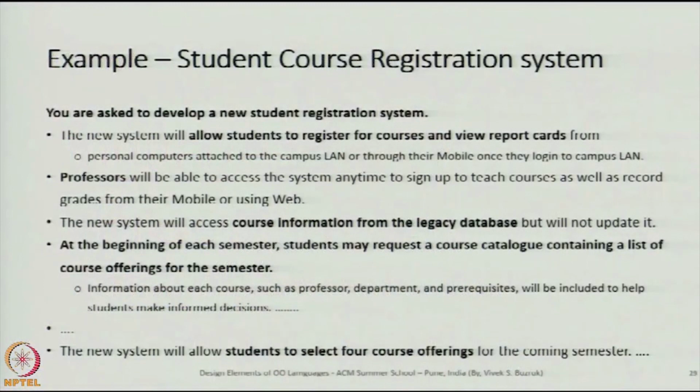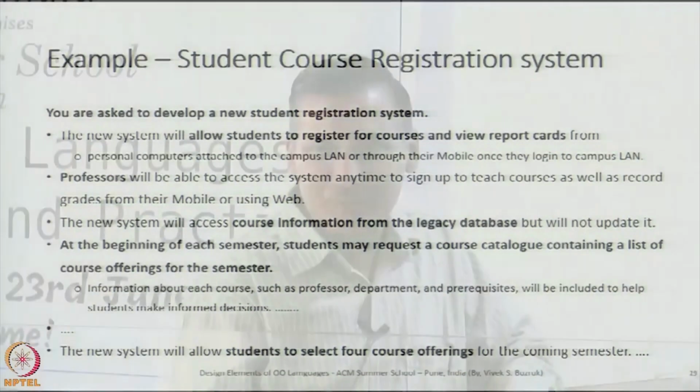Then professors will be able to access the system anytime to sign up to teach courses as well as record grades from their mobile or using the web. The new system will access course information from the legacy database, but will not update it. At the beginning of each semester, students may request a course catalog containing a list of course offerings for the semester. Information about each course, such as professor, department and prerequisites, will be included to help students make informed decisions. So there are many things actually. This is the kind of system that you are supposed to develop.